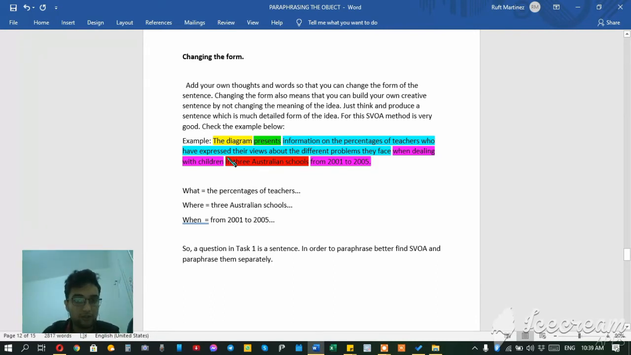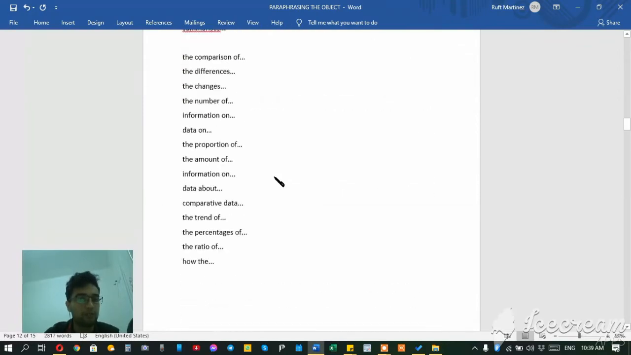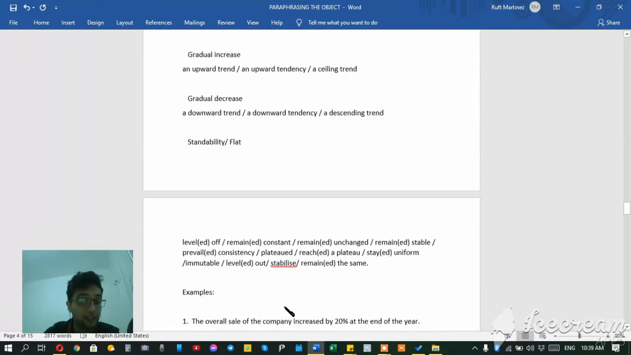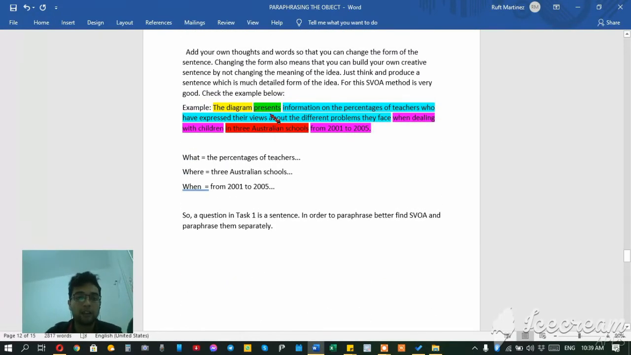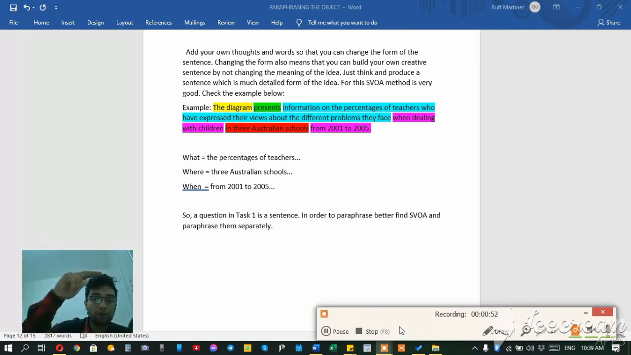You ask the question. The diagram presents. Okay, I know this vocabulary, I write that. Okay, the diagram illustrates. I write that illustrate. The graph illustrates. And then you start asking questions to yourself. That's the rule. Listen carefully. Illustrates what? And then I go back to the diagram. I saw the title of the diagram. The title says information on the percentages of teachers. Or even if it doesn't say, it shows that. So I write it as words.